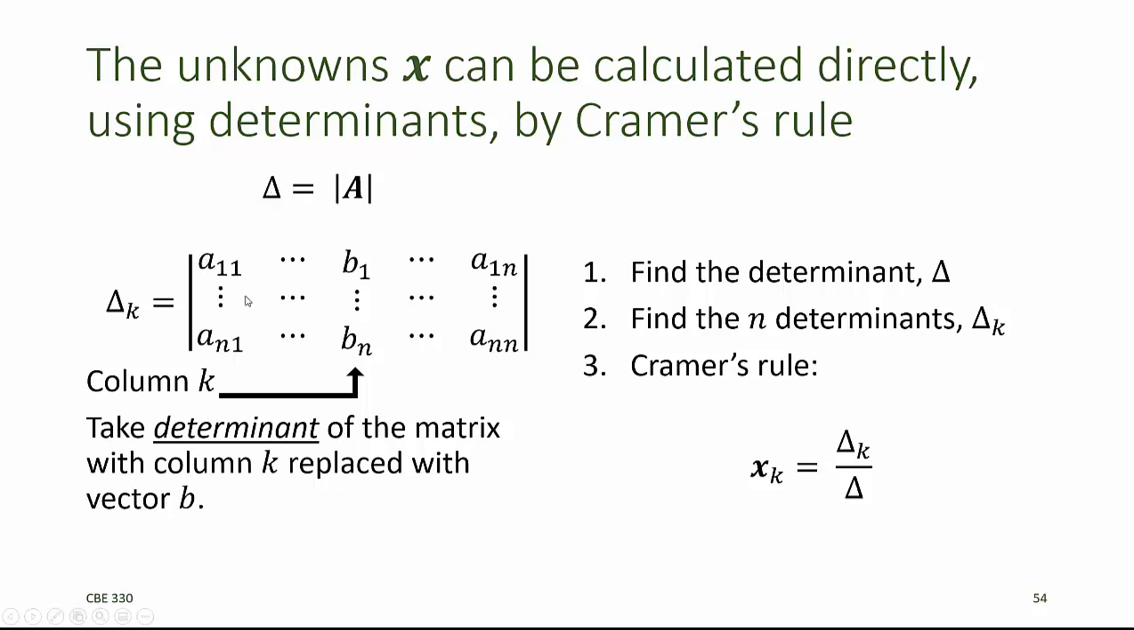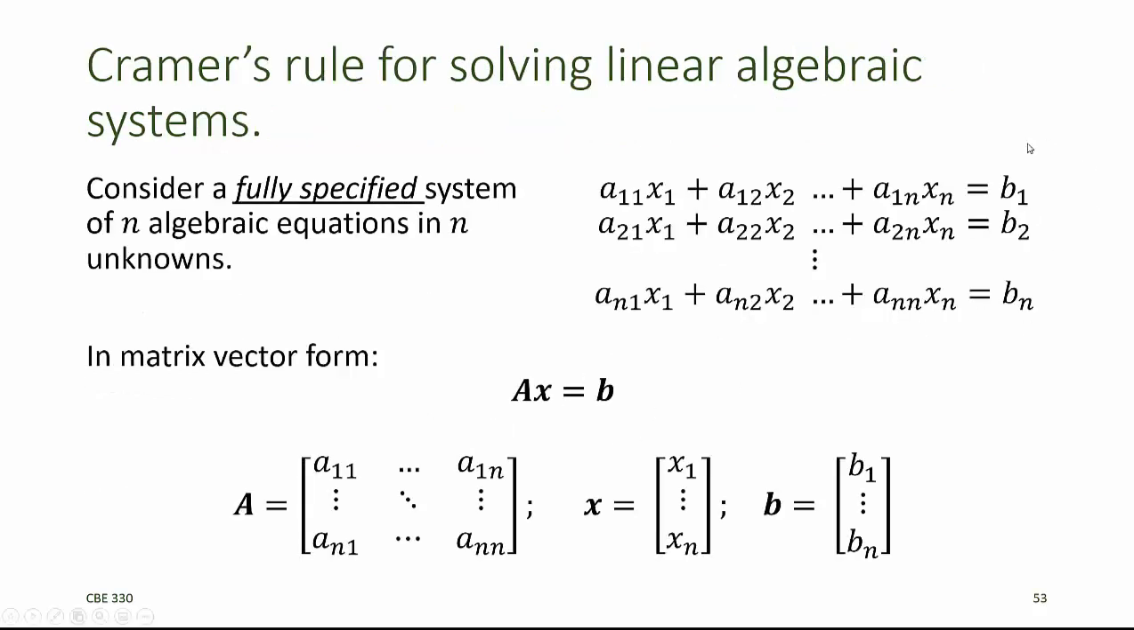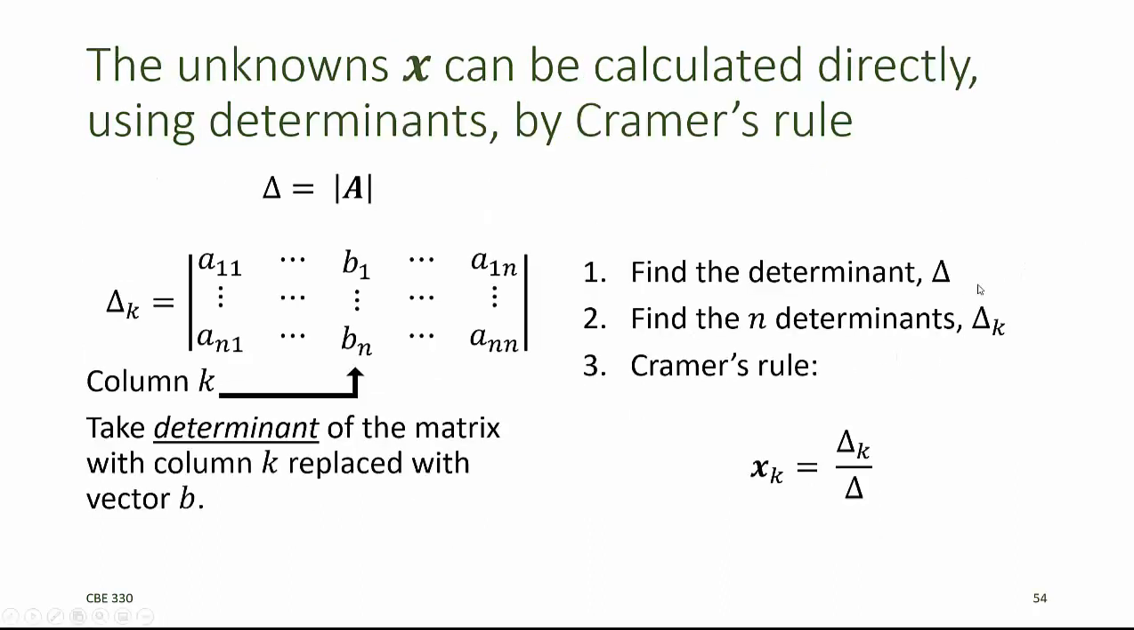Delta sub k is obtained by taking the determinant of a matrix where we replace column k in the matrix with the vector b, where b is the vector of values on the right-hand sides of the equal signs in our linear set of equations. The determinant delta is the determinant of the original coefficient matrix A. Cramer's rule says that each of the x's can be found by dividing delta k by delta.